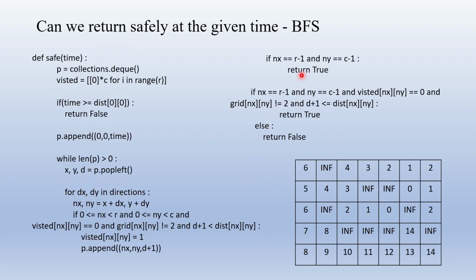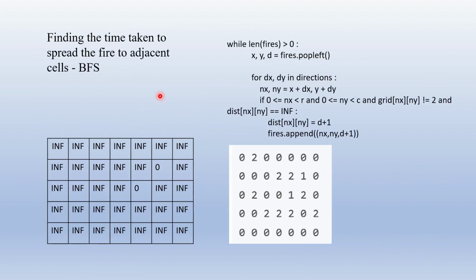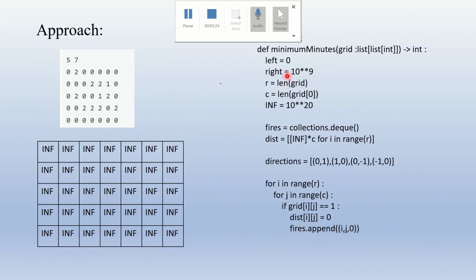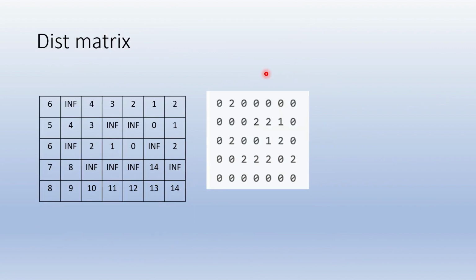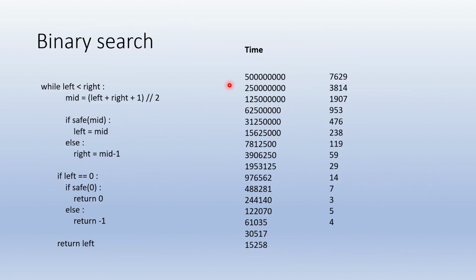Here we have used left and right because of the binary search. If we start from the time 0 to 10 power 9, it will lead to the complexity of O of 10 power 9, which is very high. So for reducing the time complexity, we use binary search.